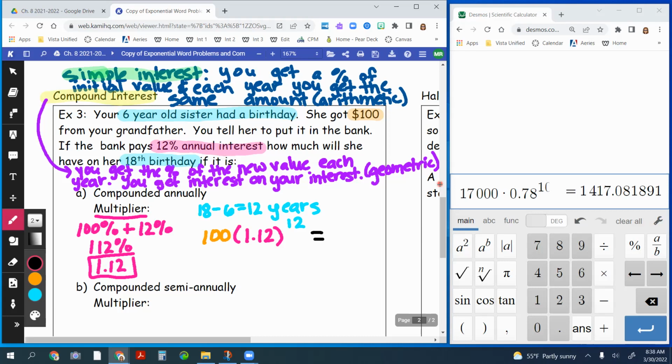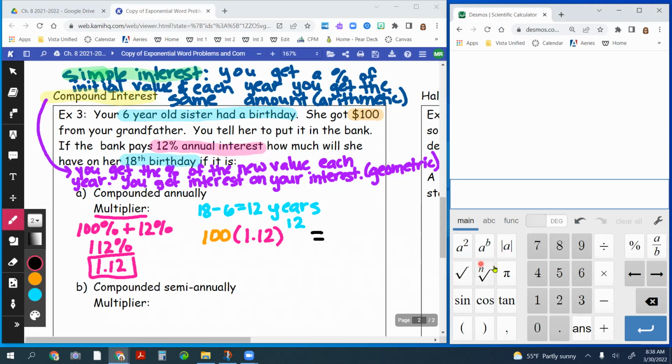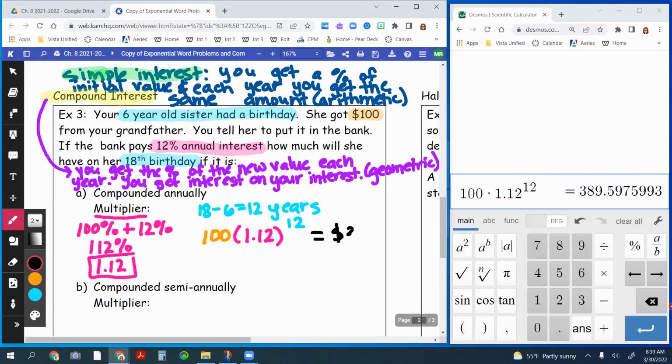And we're going to put this into our calculator. So when we do that, we're going to have 100 times 1.12 raised to the power 12. So she's going to have $389.59. Well, the 7 is going to push it up to a 60. That's how much money she's going to have.